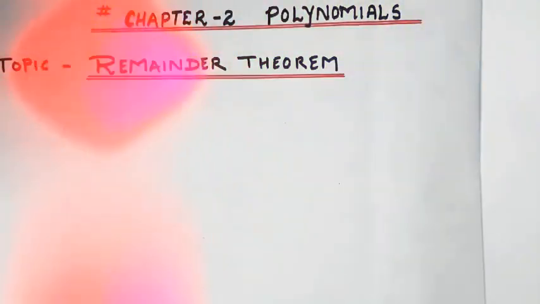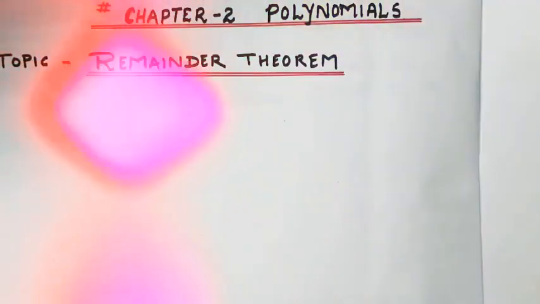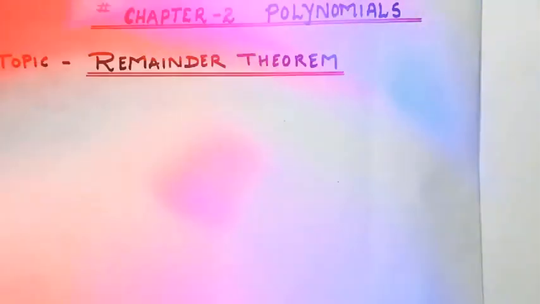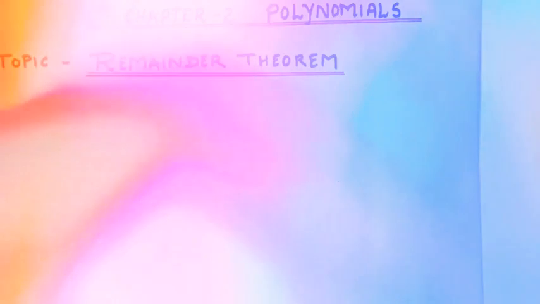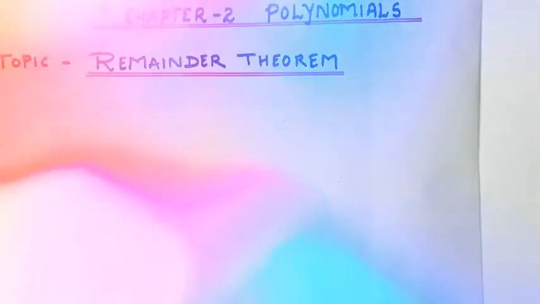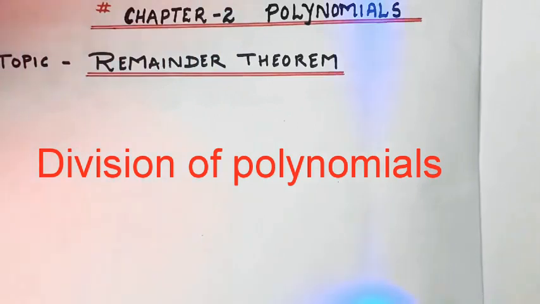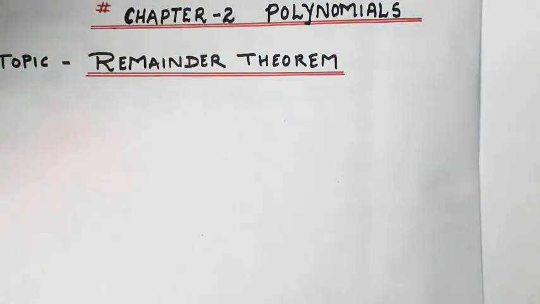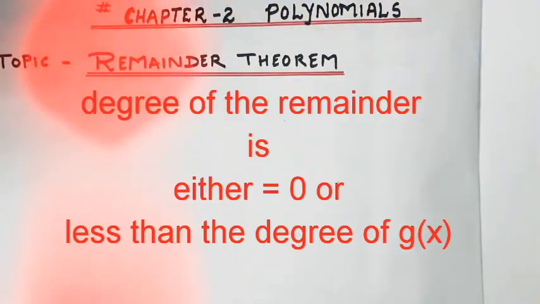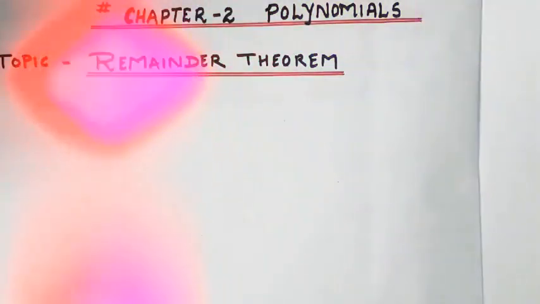In the topic on division of integers, we have seen that on division of an integer by another integer, we obtain a remainder which is either 0 or less than the divisor. Similarly, while doing division of polynomials, we have noticed the same pattern: when a polynomial p(x) is divided by a polynomial g(x), then the degree of the remainder is either 0 or less than that of the divisor.